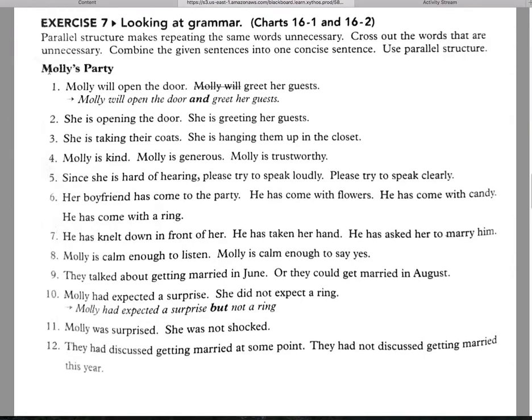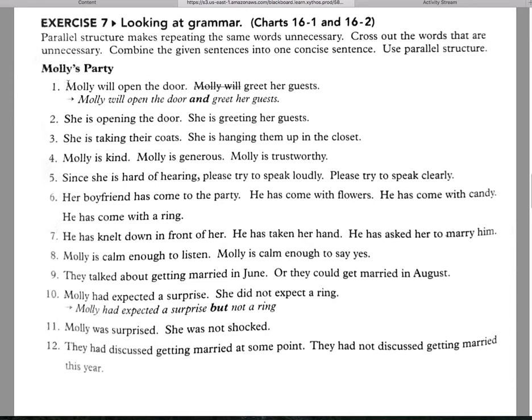So look at exercise 7. On exercise 7, you have parallel structure makes repeating the same words unnecessary. Cross out the words that are unnecessary. Combine the given sentences into one concise sentence. Use parallel structure. So here we have Molly's party. We look at the first one. Remember, we're going to cross out repeated words that are not necessary.